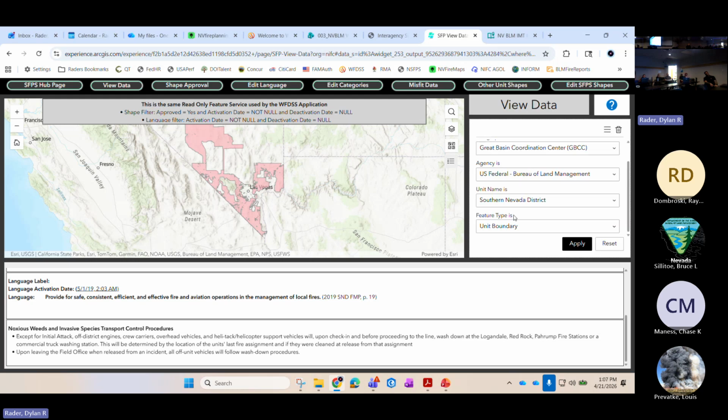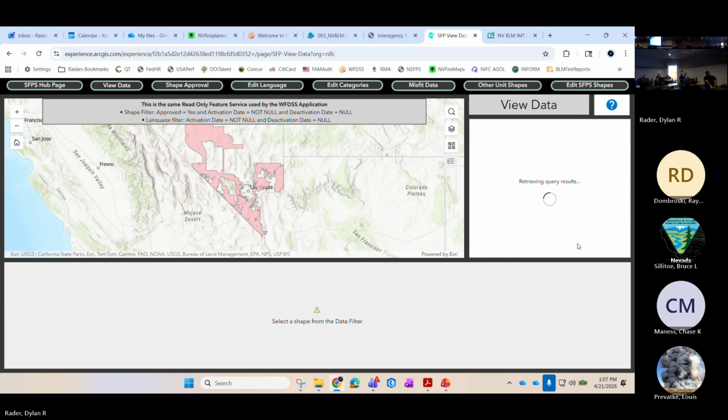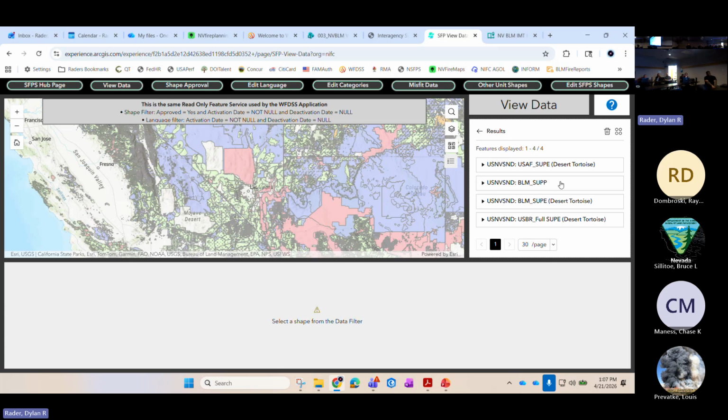I'm going to go back to the filter menu, under feature service type here. And instead of looking at the unit boundary, we are going to look at the non-overlapping shape. And this is where we start to narrow our shapes down, right? So in Spatial Fire Planning Service, these are the shapes that for Southern Nevada anyway, we have them listed as Air Force suppression, BLM suppression due to desert tortoise habitat, Bureau of Reclamation full suppression due to desert tortoise habitat.